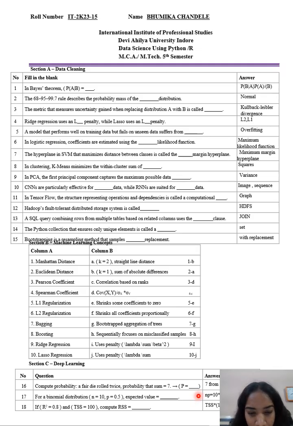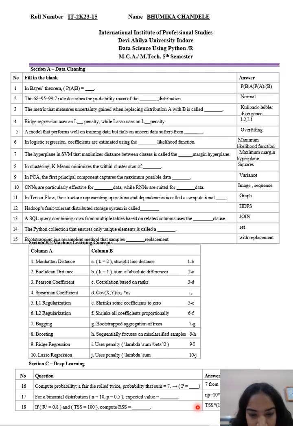17th question, for a binomial distribution n equals 10, p equals 0.5. So expected value equals np equals 5. In a binomial distribution, the mean expected number of successes is n times p. Here 10 trials with success probability 0.5 gives expected successes 5.